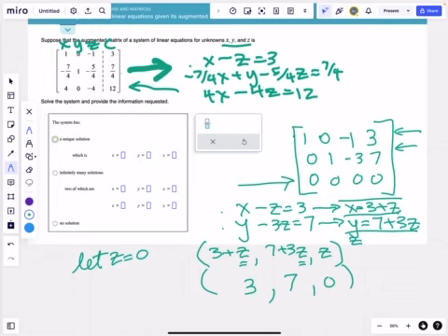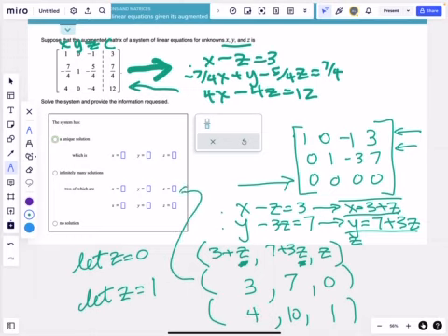All right, and then let's say for another one, let's let z equal 1. All right, and if that's the case, then I'm going to plug in that z right here, and I get 7 plus 3 is 10. And I plug in a 1 right here for z, and I get 3 plus 1 is equal to 4. So I could put those up here as specific solutions. Okay.